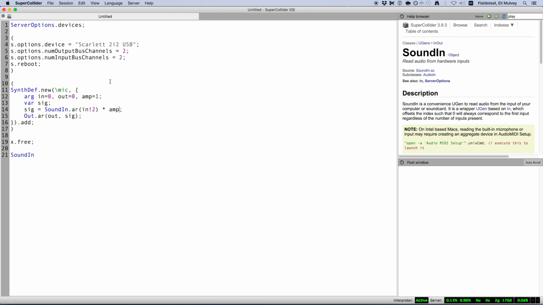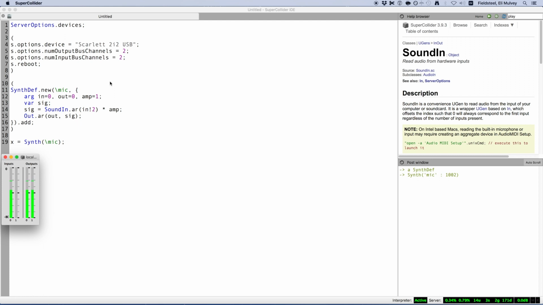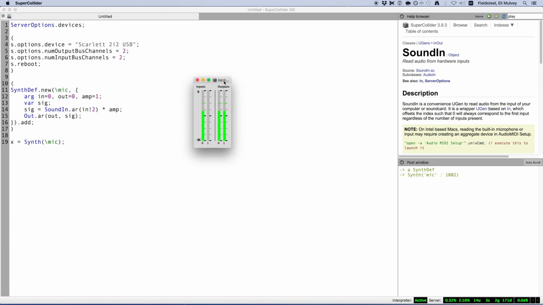With these initial argument values for in and out, this synth is, by default, just a simple direct monitoring synth. So we can instantiate it like this. And this is actually working. The reason it doesn't sound any different is because this mic that I'm using for demonstration is the exact same mic that I use to record my voice for these tutorials. But that's okay. We can make it sound different by adding an effect.